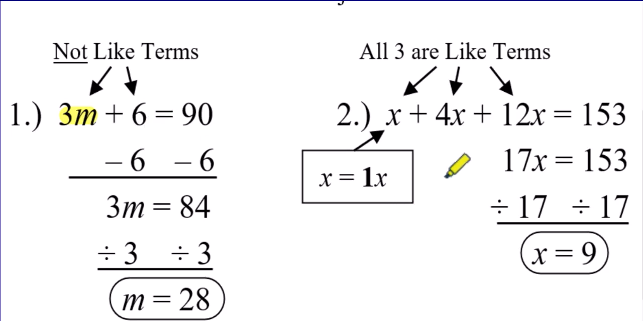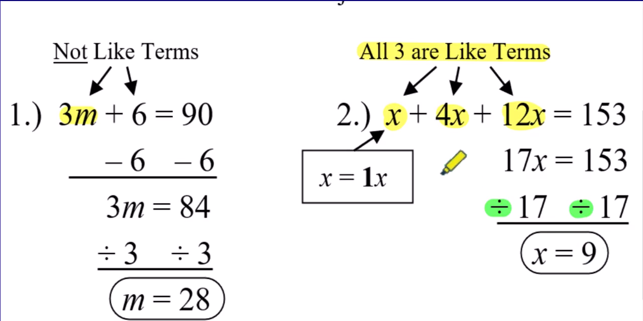But take a look at number 2, a little bit different here. Here we have x, 4x, 12x. Notice all three terms have x. Therefore, all three of them are like terms. And it just so happens that x is the same as 1x. So we can add these like terms together. 1x plus 4x is 5x plus 12x is 17x. And then there's only one inverse operation to do. Inverse of multiplying is dividing, not a big deal. And we get our answer for x right away.